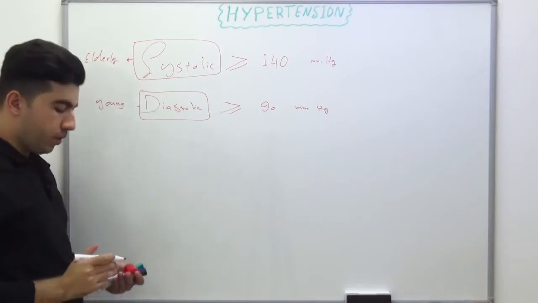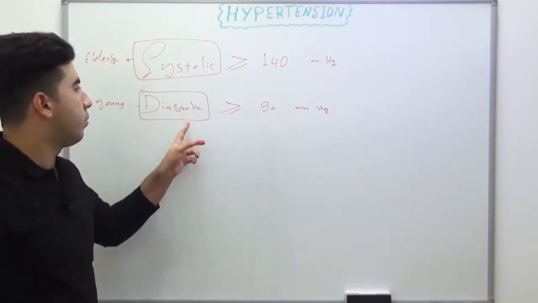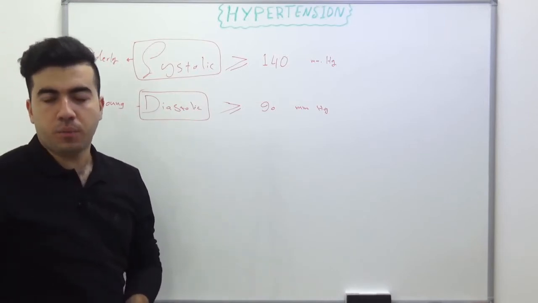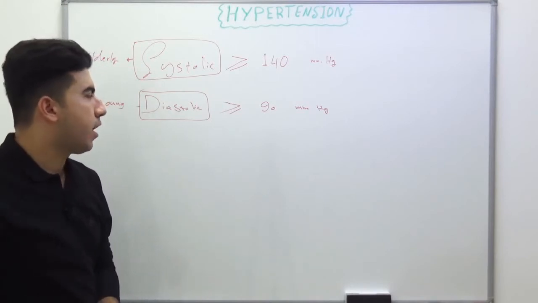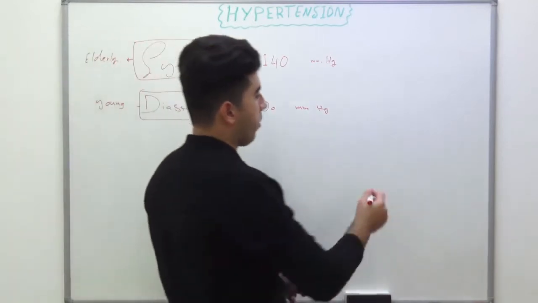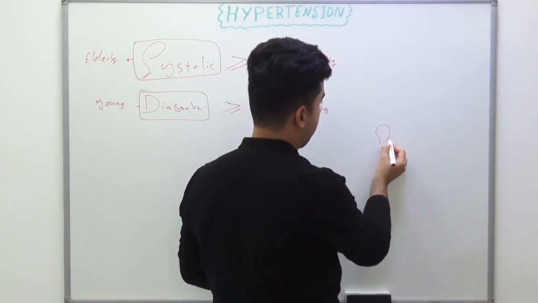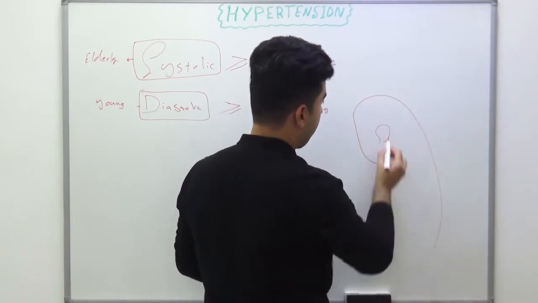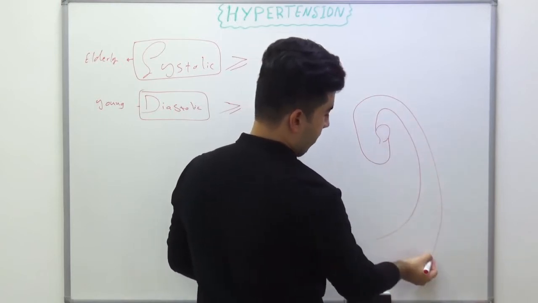However, most hypertensive patients have elevated systolic and diastolic values both. Physiologically or pathologically, maybe one of them develops first, but then the other one will develop. How? Let's suppose here we have a simple diagram of the heart. This is the left atrium and this is the left ventricle. This is the aorta.